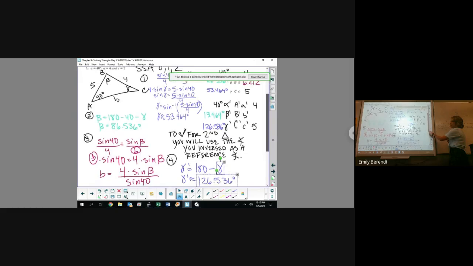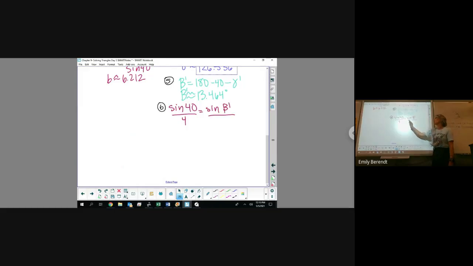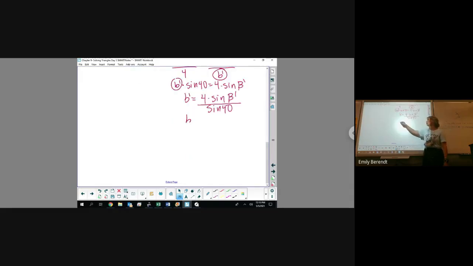And then we go back to the law of sines. We use that original proportion, or original ratio, sine of 40 over 4 equal to the sine of beta prime over little b prime. And little b prime is what we're trying to find. Cross multiply. B prime times the sine of 40 equals 4 times the sine of beta prime. Divide it over. So 4 times the sine of beta prime over the sine of 40 will give you your new little b.